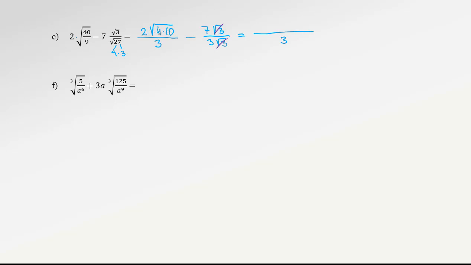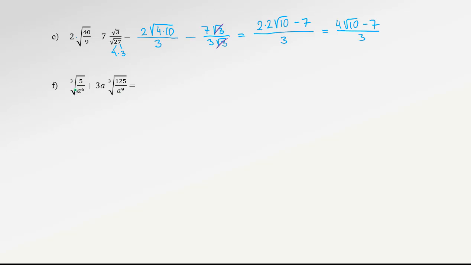In the meantime, let's pull the 2 out of this radical. So we have 2 times 2 root 10 minus 7. Overall, 4 root 10 minus 7 over 3. Here we go. Next example, this time we deal with cubic root.